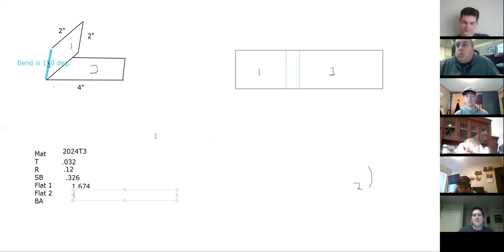So basically, what's going to be our step? How long is flat 2? On our blueprint, how long is flat 2? 4 inches. So we need to subtract what from that 4 inches? SB. And SB stands for what? Trying to remember again.